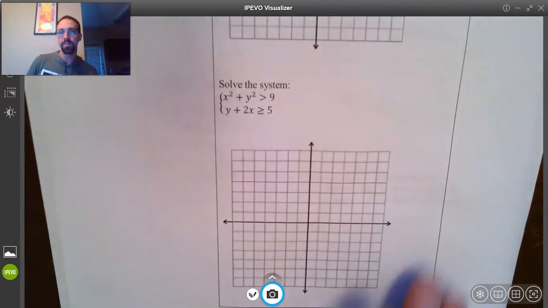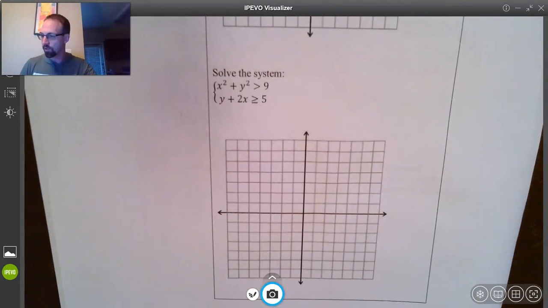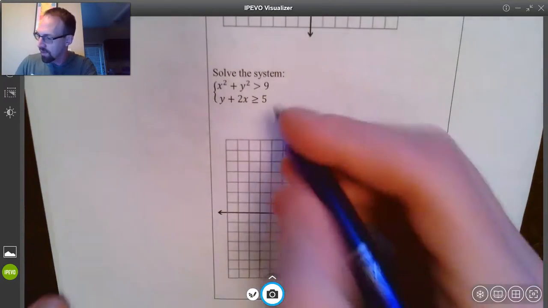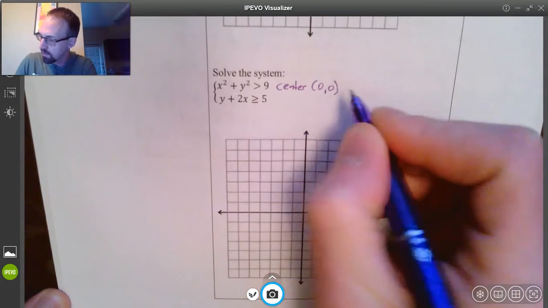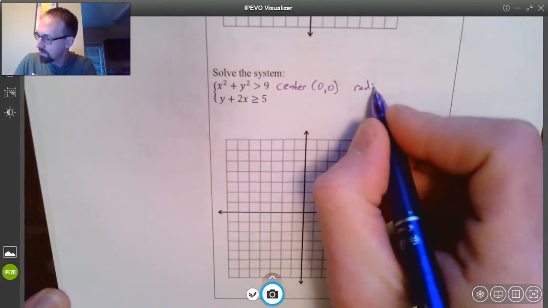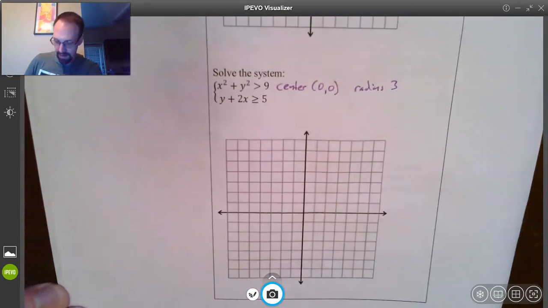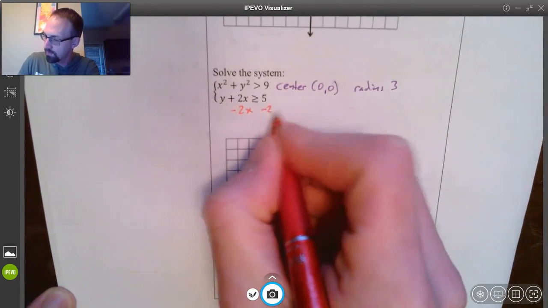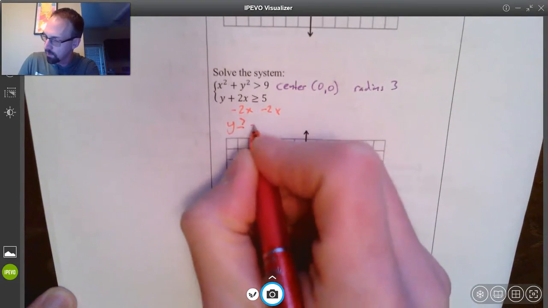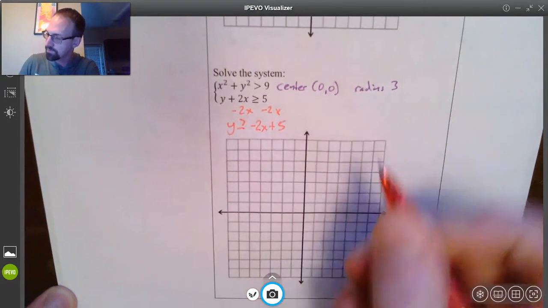For this bottom one, similar idea. So again, we have a circle. Its center is at the origin. So its center is at 0, 0. And its radius is 3. The next one, let's go ahead and subtract 2x on both sides. And you get y is greater than or equal to negative 2x plus 5.